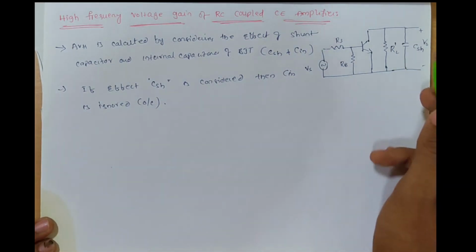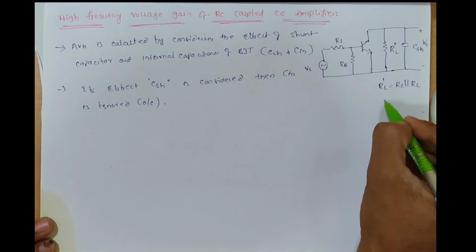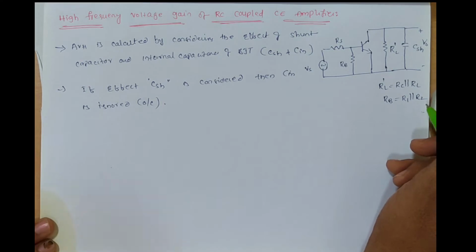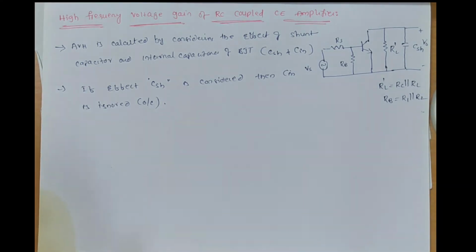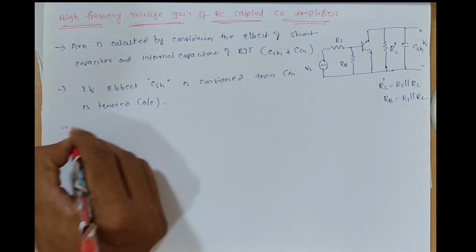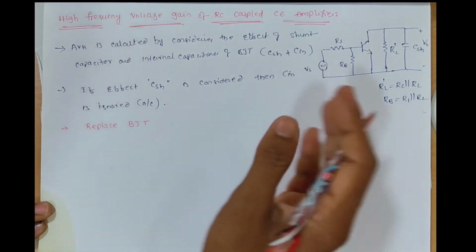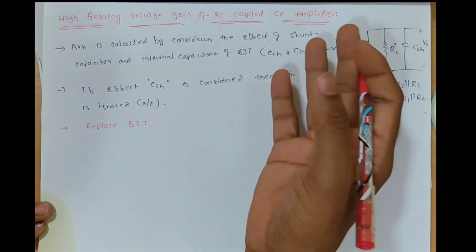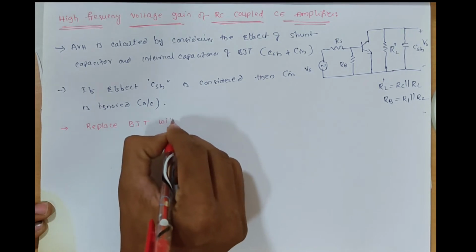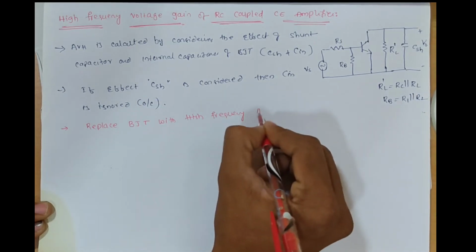Here we have written R dash L. R dash L is nothing but RC in parallel with RL. And RB is nothing but R1 in parallel with R2. We know this one. Now we need to replace the BJT with the simplified high frequency pi model. We are analyzing the amplifier at high frequencies, so for that we need to replace this BJT with the high frequency pi model.